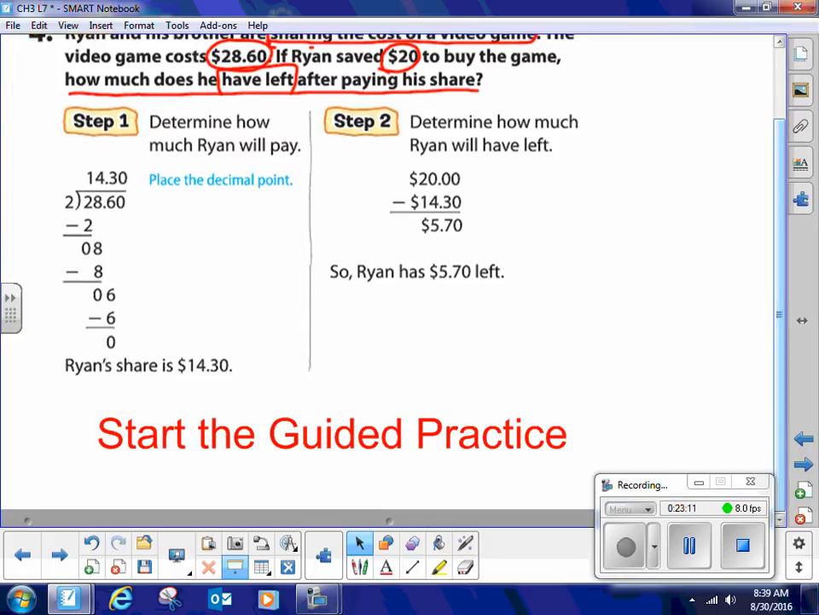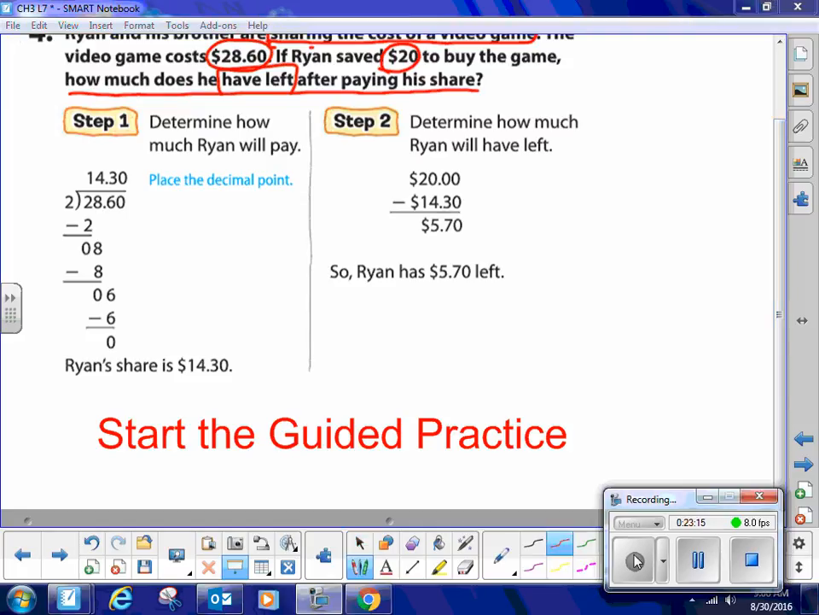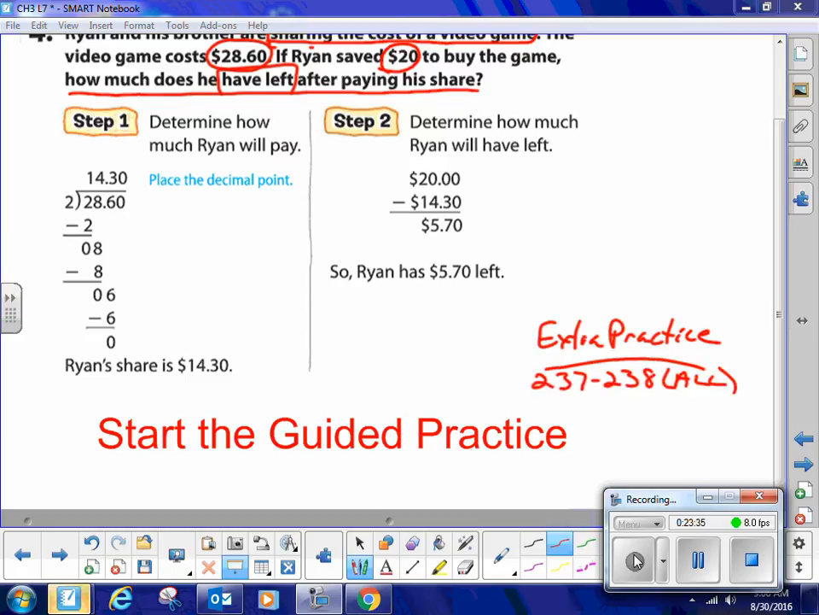Let me find out. I'm going to pause and tell you what the homework is. I'm going to start writing what the homework is. Okay, so the homework is the extra practice. Right? And I believe it's page what? Let me see. 237, 238, all. All right, you should do the guided practice to see if you can do it yourself. All right, and then homework is the extra practice. All right, thank you.